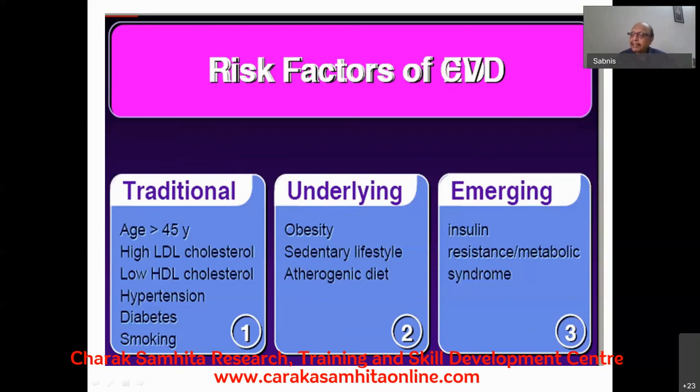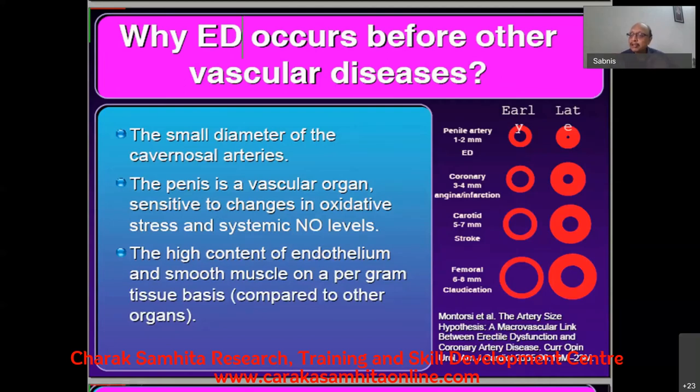So these are the risk factors for what we call erectile dysfunction. These are also the risk factors for endothelial dysfunction. So ED, meaning endothelial dysfunction, is equal to erectile dysfunction. Why is this ED equal to ED? You can see the lumen of the penile artery in the first stage. Penile artery, the lumen is 1 to 2 mm.